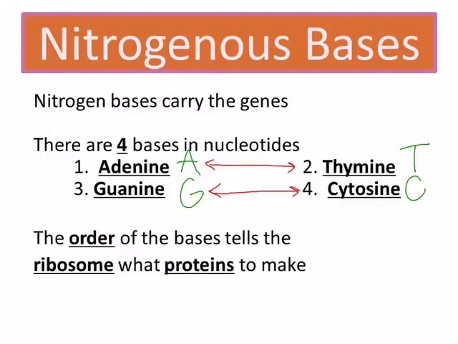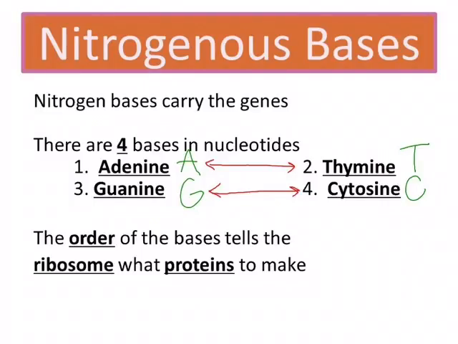Here's a little bit more about nitrogenous bases. They carry the information. So the order of the letters, the order of the bases, is what determines your genes. So the order of bases in my DNA is a little bit different than the order of bases in everyone else's DNA. Their names are adenine, guanine, thymine, and cytosine.